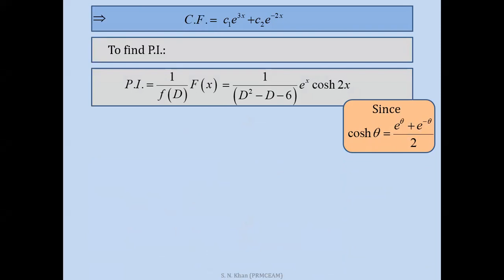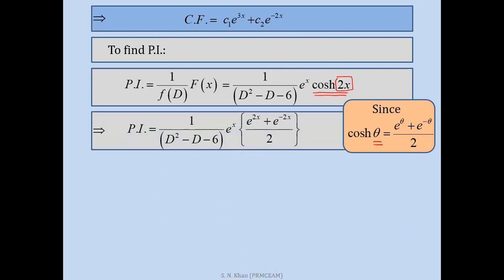And in the same way, we are having formula for sin h theta also. Hyperbolic sin के लिए भी formula present है. The only change will be e to the power theta minus e to the power minus theta upon 2. Okay. So by using this result, we can convert this hyperbolic cos function in terms of exponential function. Here value of theta is twice x, so PI is equal to 1 upon d square minus d minus 6 operating on e to the power x, पहले तो ये as it is जो यहाँ पे लिखा था, and into cos h twice x, so it will become e to the power twice x plus e to the power minus twice x upon 2 by using this result. So in this way we have converted hyperbolic cosine function in terms of exponential functions.